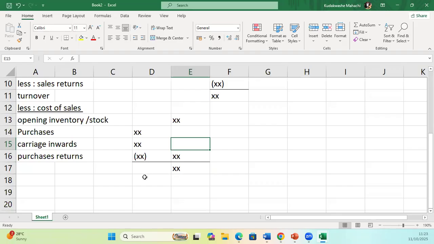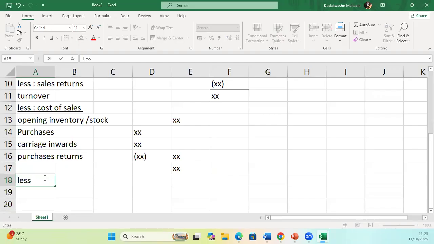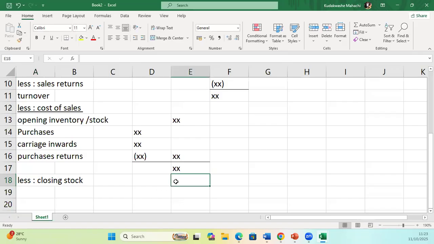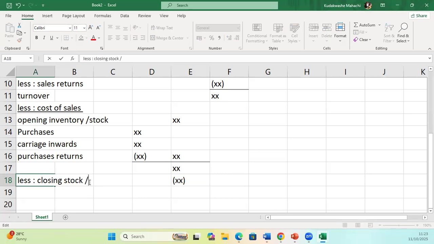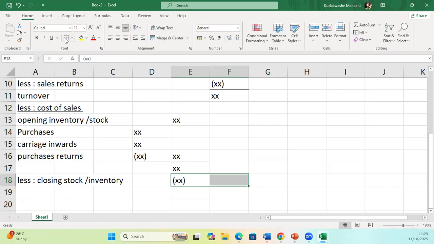We get a total. Then we less the goods we did not sell this year. We less closing stock. Because remember, we want to calculate the profit from the goods we sold. So we less the goods we have not sold, the closing stock or closing inventory. So you deduct the closing stock or the closing inventory.